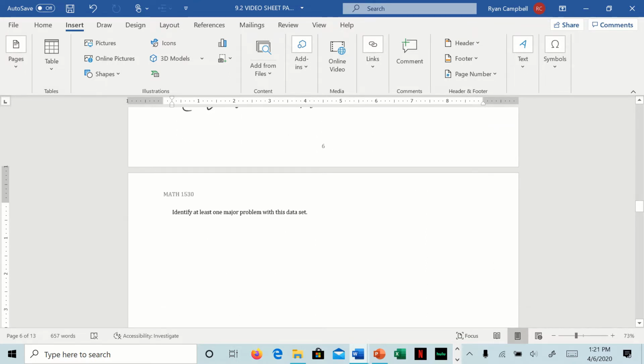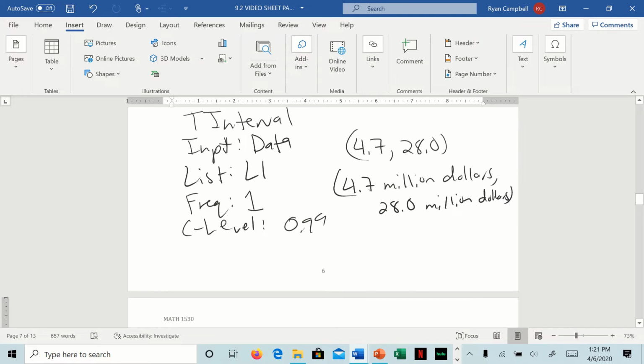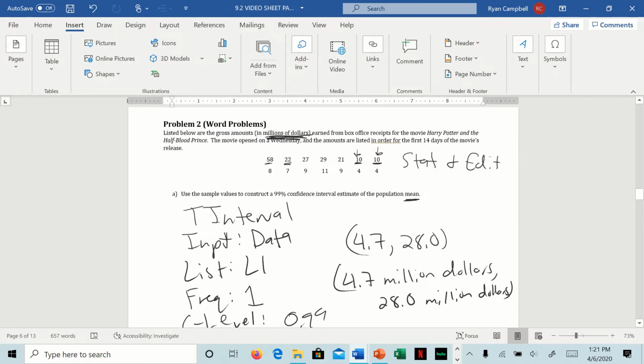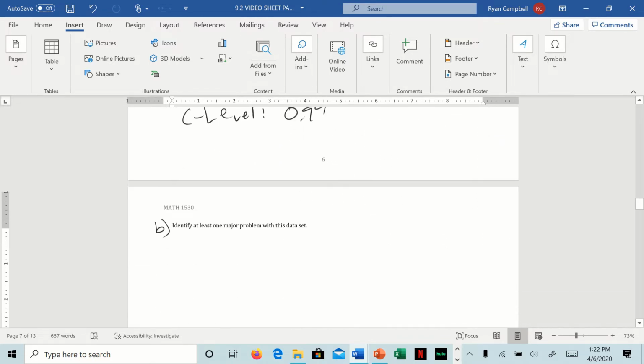All right. Part B, identify at least one major problem with this data set. So there is a problem, and because there's a problem, we actually should not have done this problem to begin with. So what's one thing that we forgot to do? Hopefully you noticed that we forgot to look at the requirements.